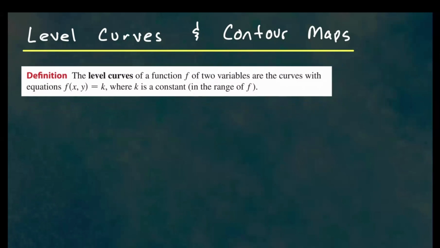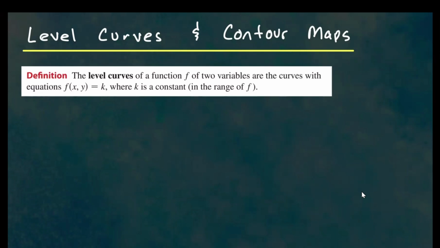So a level curve is a curve in the xy plane that shows where the graph of f has a height k. We will look at that for two examples in this video. And then at the end, when you have all of those collections of level curves, we'll call that a contour map. So that is our definition.